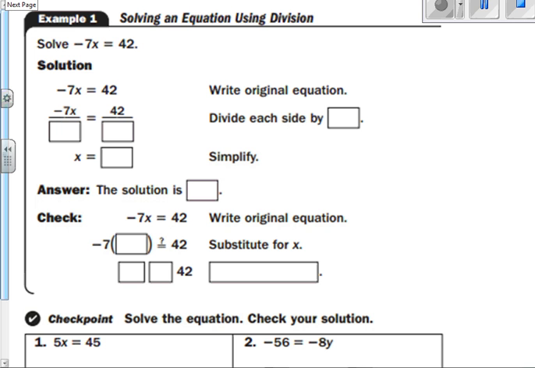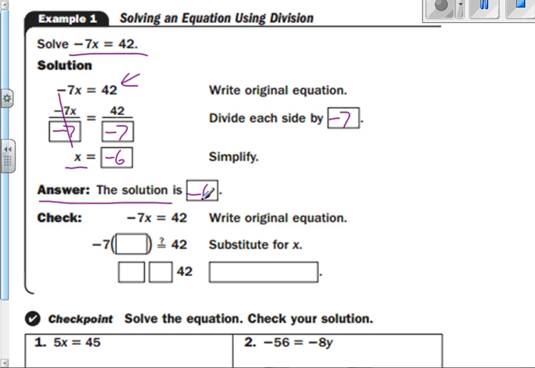So solving an equation using division. We're going to solve this right here. Negative 7x is equal to 42. There's our equation, and then the next step that we want to do is divide both sides by negative 7. The negative 7s will equal 1. 1 times x is still x. And then 42 divided by 7 would be 6, and a positive divided by a negative is a negative. So we're dividing each side by negative 7, and the answer in this case down here would be negative 6. So my answer is negative 6.